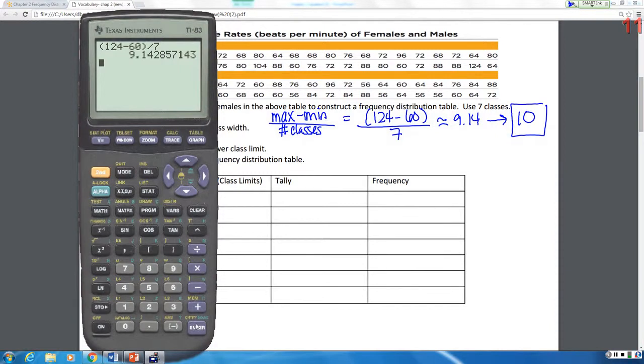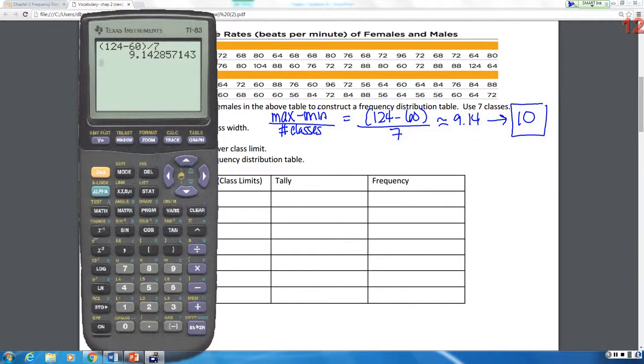That's how I got 10 as the class width in the PowerPoint. You will need to memorize that formula. That formula will not be given to you when it comes time for our quiz over chapter 2, when it comes time for our first test. I won't give that to you. That's one of the few things that you'll have to have memorized in this class is a class width formula. Again, what is that? Max minus min divided by the number of classes, and then you always do what?